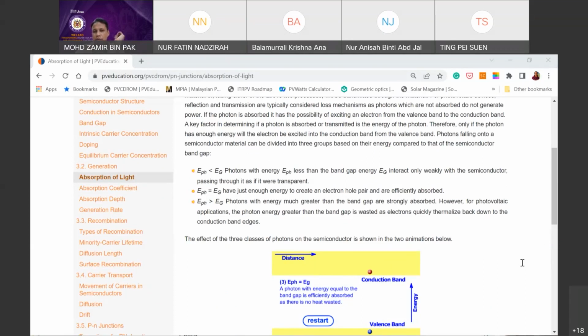Good. How many scenarios cause the thermalization process? Right, just one. When the photon energy is more than the EG, right? So only one. And the first one is obviously there's no absorption, right?